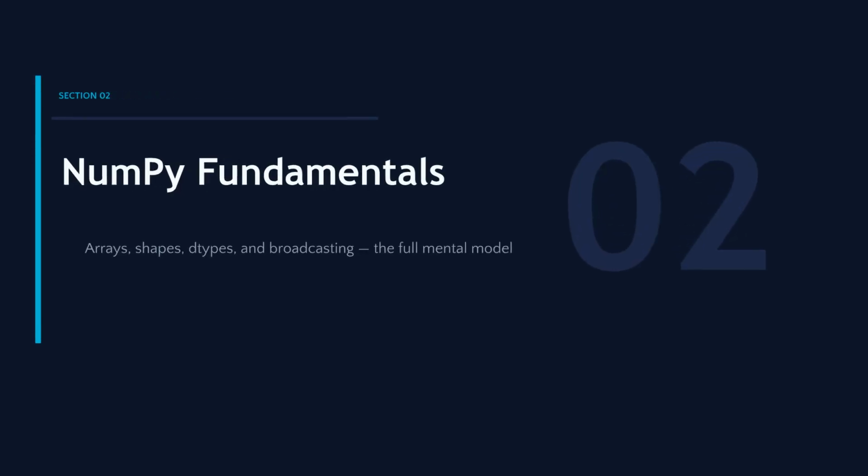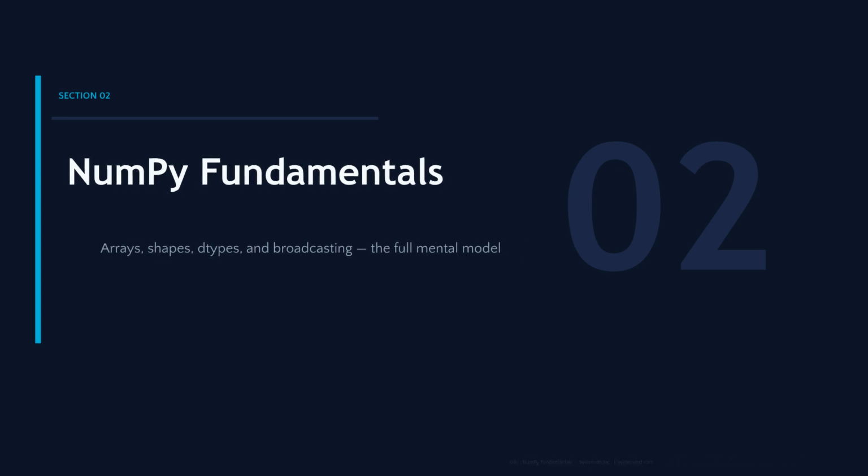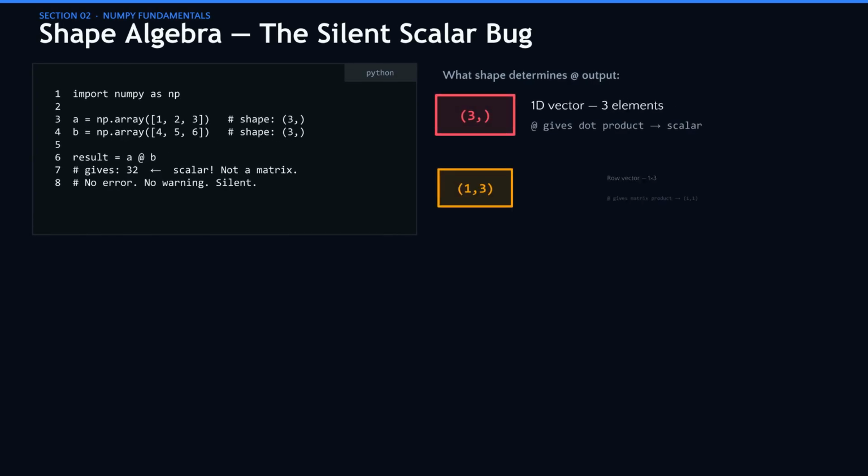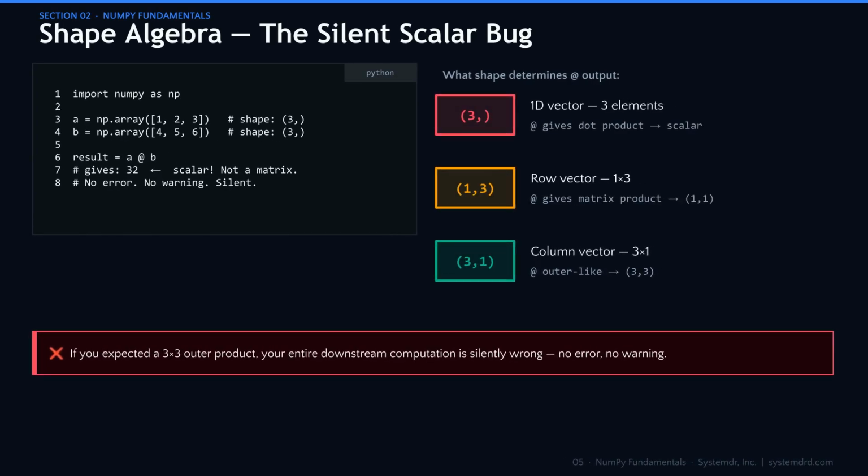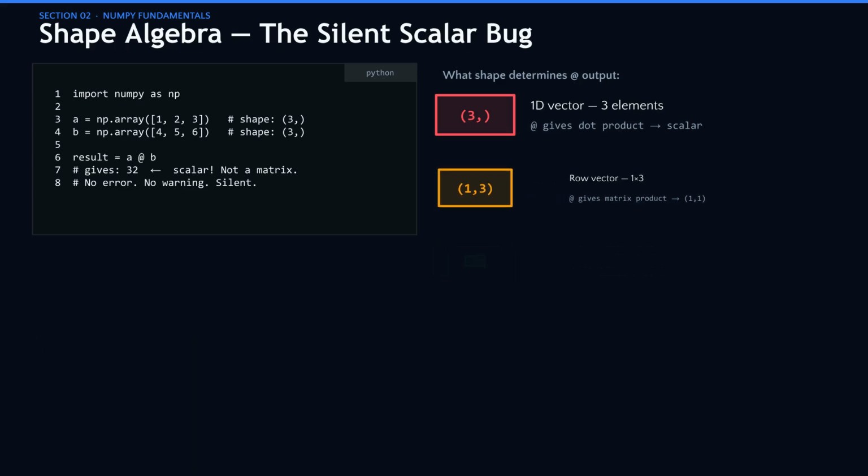Next, we dive into NumPy fundamentals, covering arrays, shapes, dtypes, and broadcasting. Mastering these concepts provides the essential mental model required to build and debug neural networks. Shape algebra is critical. A common mistake involves 1D vectors, such as (3,) arrays. When using the @ operator, two 1D vectors produce a scalar dot product, not the expected matrix outer product. This causes silent computation errors with no warnings.